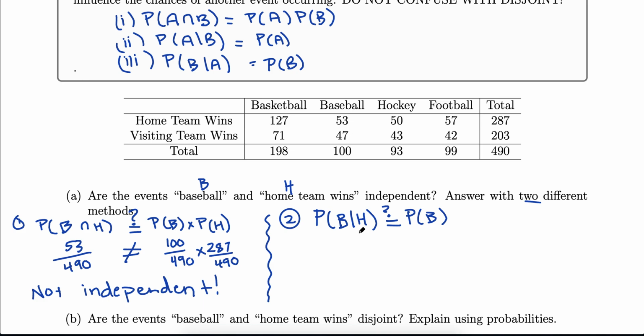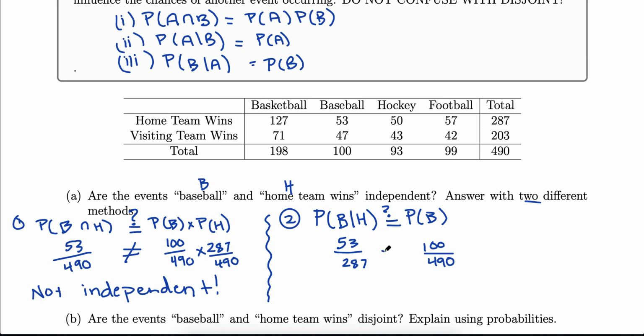My given information is home, so what should the denominator be? Right, home team wins means I'm talking about just the 287 home team games. Baseball is my numerator there, 53 out of the 287. Then the right-hand side, probability of just randomly selecting a baseball game. Well, there's 100 baseball games, so I'll jot that down. And there's no given information on the right-hand side, so it's just out of the overall total. Baseball in general is 100 out of the 490.